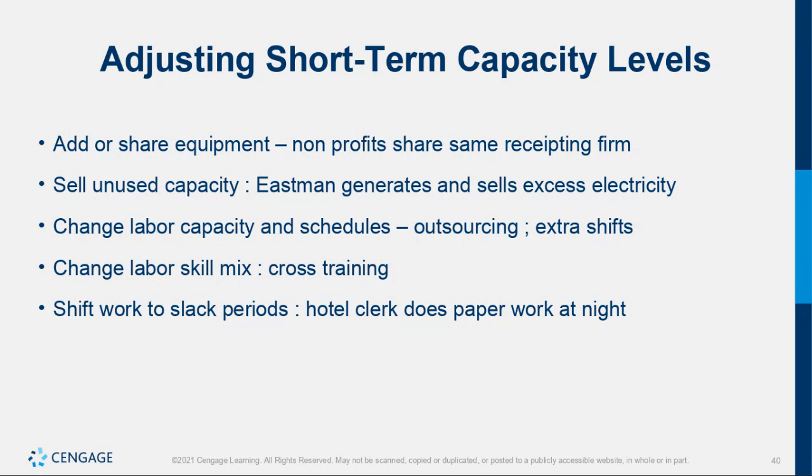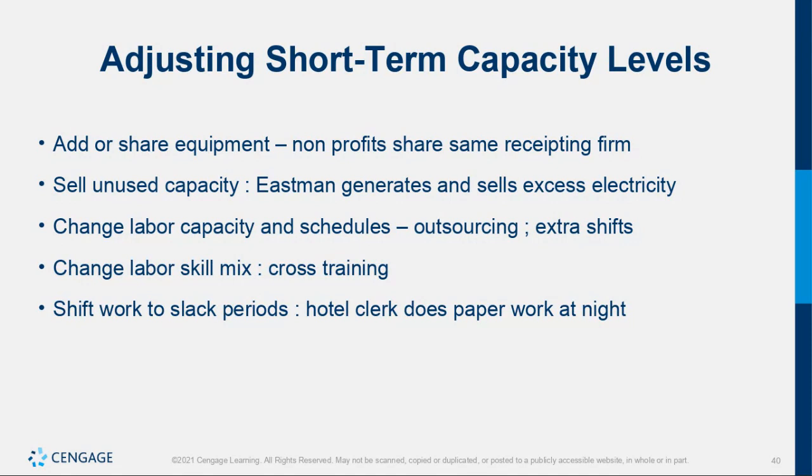Then another short-term adjustment could be changing the labor capacity and schedules. An example there would be outsourcing, hiring somebody else to do part of the work for you. Also adding extra shifts. So not only do you have the swing shift, then you also have the graveyard shift. Or you could change the labor skill mix of your employees. That gives you more flexibility. An example of that would be simply cross-training your employees so that they can do multiple tasks. Then another one is to shift work to slack periods. So at times when the employees are not busy, you give them other tasks to do. That would be a short-term capacity adjustment.